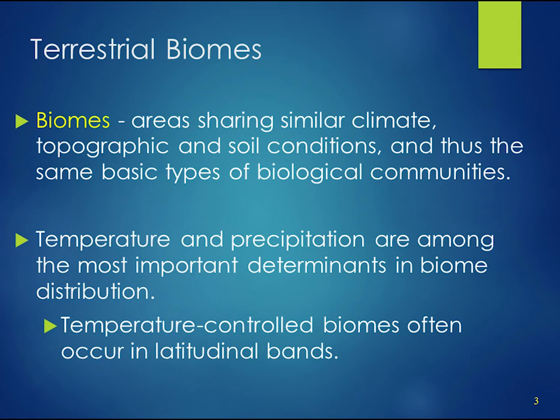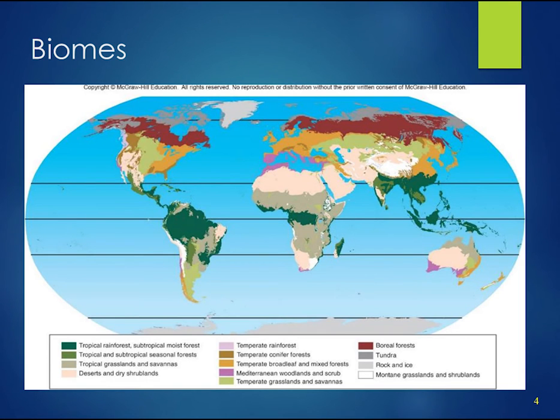Terrestrial biomes. Biomes are areas sharing similar climate, topographic and soil conditions, and thus the same basic types of biological communities. Temperature and precipitation are among the most important determinants in biome distribution. Temperature-controlled biomes often occur in latitudinal bands. If you take time to review the map, you will notice that bands of color exist across land masses. These bands represent areas of similar precipitation and temperature. Because of that, they also represent the major terrestrial biomes.